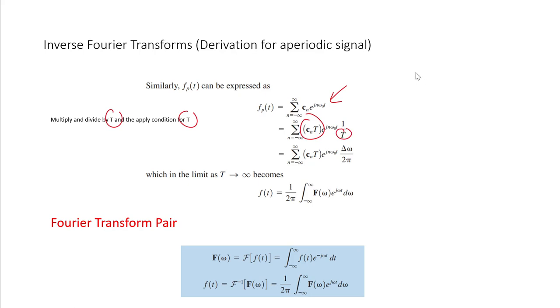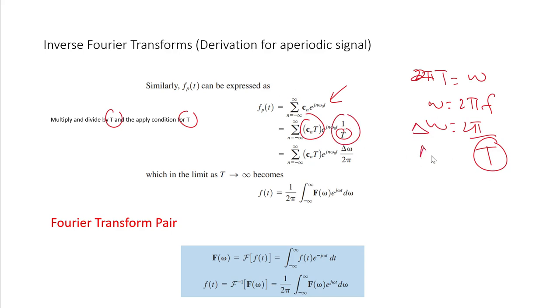So what will happen to the frequency? Omega is 2 pi f, and omega is 2 pi by T. So if T is very much large, then omega is very much small, so we call this thing del omega. If we write this 1 over T in terms of omega, we will get del omega by 2 pi. So del omega by 2 pi goes here.